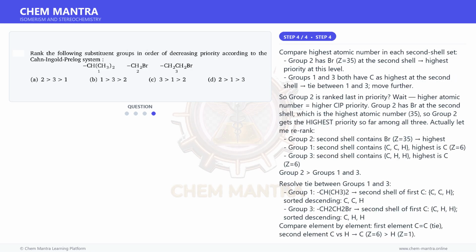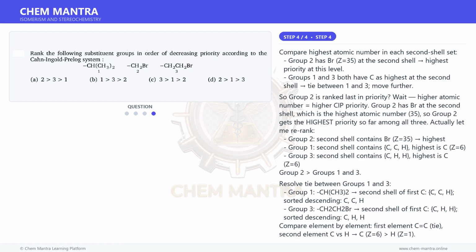And for the final step, compare the highest atomic number in each second shell set. Group 2 has Br, Z equal to 35, at the second shell, highest priority at this level. Groups 1 and 3 both have C as highest at the second shell, tie between 1 and 3, move further. So group 2 is ranked last in priority.